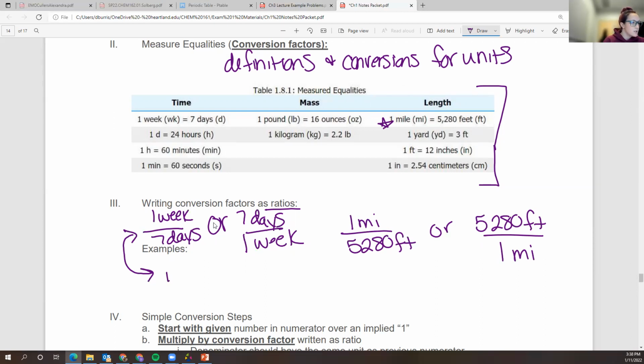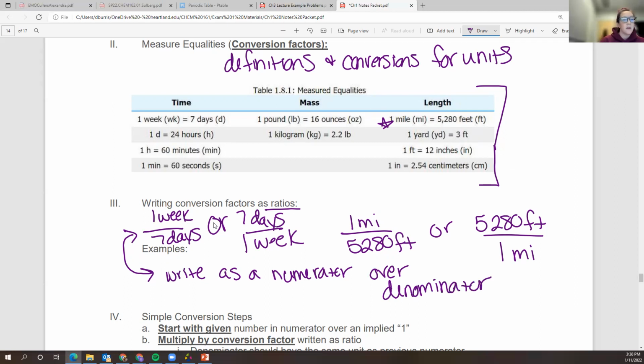Like, what does this mean? Essentially, what you're doing is you're writing as a numerator over a denominator, just like a fraction. And you are going to make your units cancel out because, right, if you have something on top and something on bottom of a fraction, the units are going to cancel out, or the numbers would cancel out if they were numbers. Okay, so I'm going to show you what I mean.